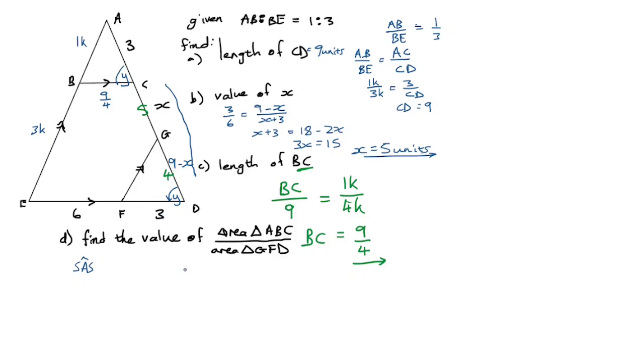And so it will go something like this. Half base times height times sine of the angle in between, compared to half base times height times sine of the angle in between. The halves will cancel. The 3 here and the 3 there will cancel, the sine y, and you're left with 9 over 4 divided by 4, which you can think of as 4 over 1.